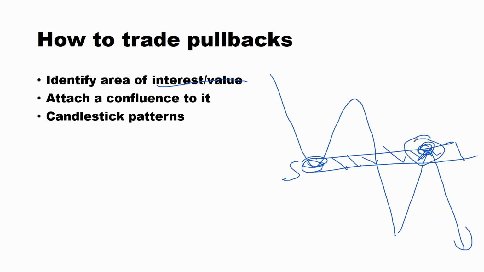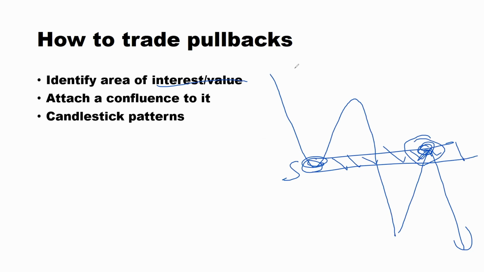It's just like a hunter. A hunter is going to put a trap for an animal, right? Now, that trap is placed at a specific point. It's the same as in trading here. That specific point that you want to take a trade at is what we're calling a place or an area of interest or value. First, identify it. And then secondly, attach a confluence to it.